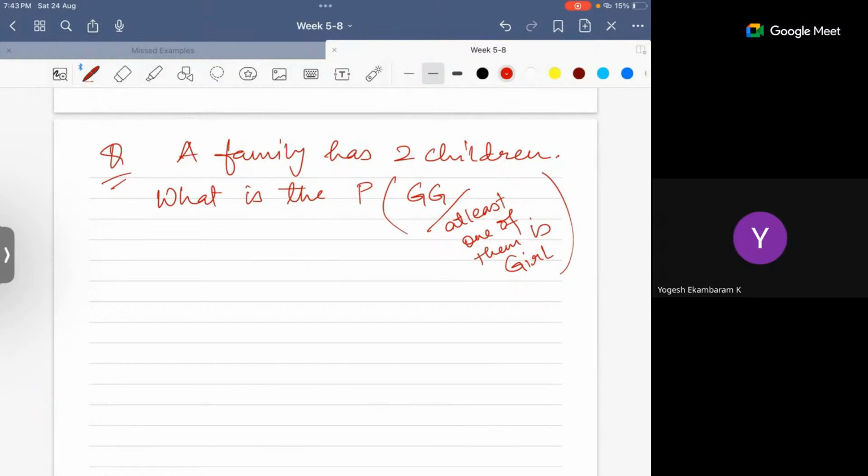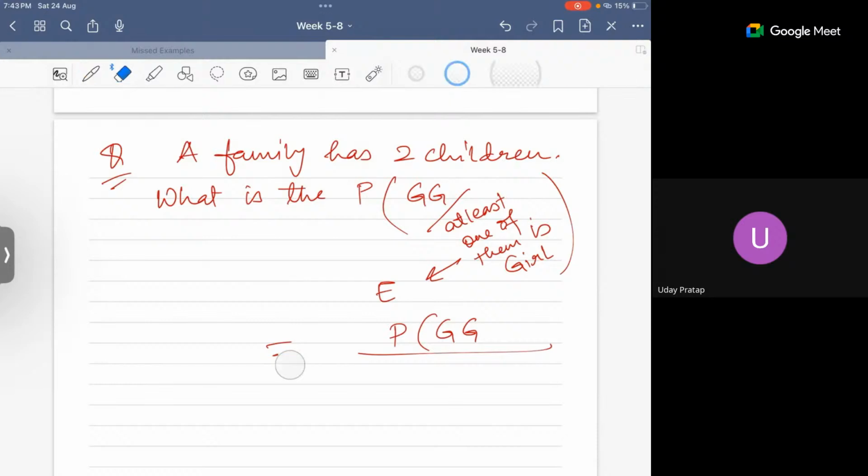See, you can calculate with the basic approach, with the formula also. How will you solve with the formula? You have to calculate the probability of the event E. Think of event E as: for the two children, at least one should be a girl. You can calculate the probability for that case, and then you can directly calculate the probability of GG, two girls.